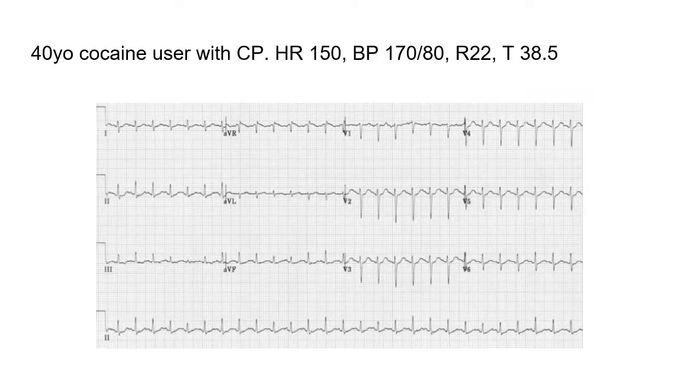Okay, so let's go through some EKGs. All right, so this is a 40-year-old who uses cocaine. His heart rate is 150, blood pressure 170/80, respiratory rate of 22, and a temp of 38.5. So what do we think this rhythm is, and what would we do for treatment?